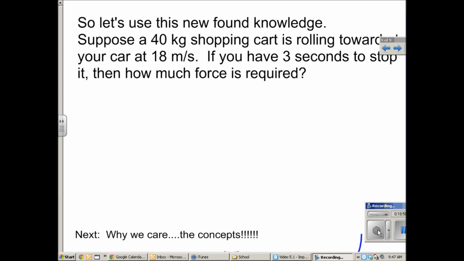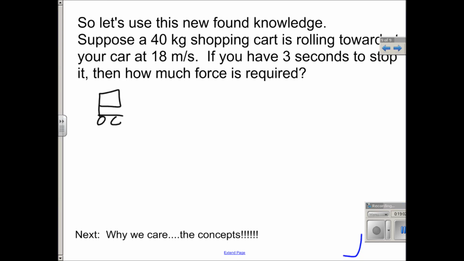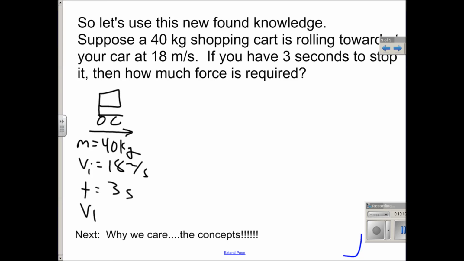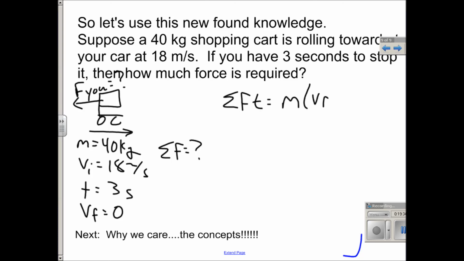All right, so start by writing down what you know. We've got a 40-kilogram shopping cart rolling towards your car. So here's your cart. We know the mass is 40 kilograms. It's rolling towards your cart at a velocity of 18 meters a second. It tells you you've got 3 seconds to stop it. So our final velocity is going to be 0. And the question is, how much force do you need? Right? So we're looking for our net force. Okay? So net force times time equals mass times VF minus VI. Plug in your numbers and solve it.